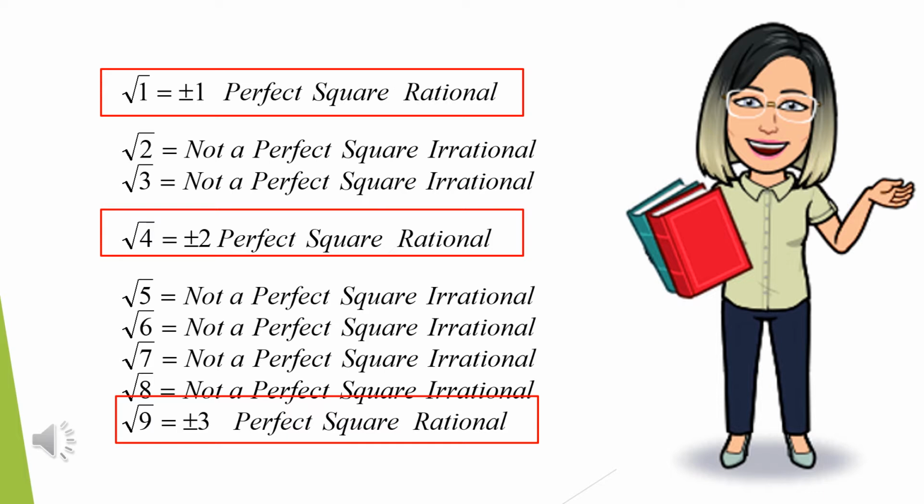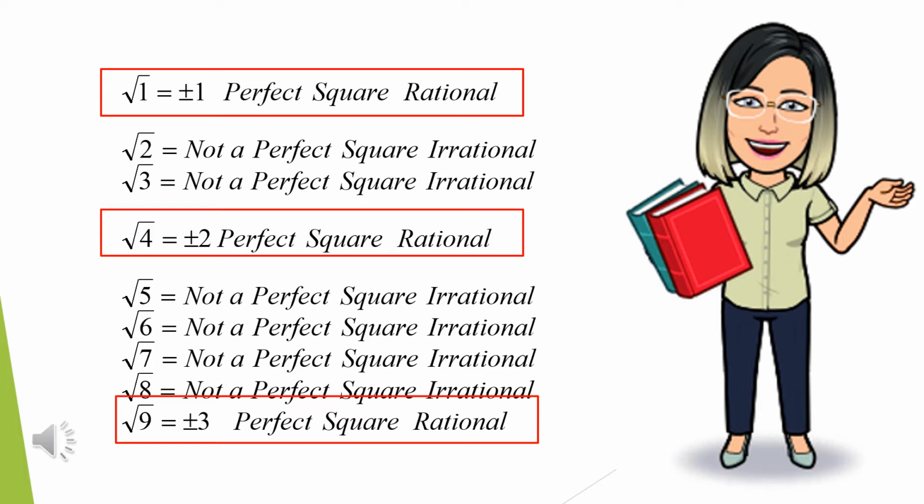As we have said a while ago, if the number is a perfect square, that number is a rational number. What are the rational numbers in the given example? We have square root of 1 equals plus and minus 1, square root of 4 equals plus and minus 2, and square root of 9 equals plus and minus 3.